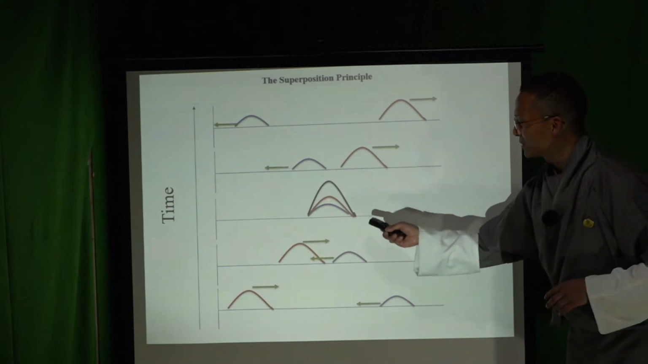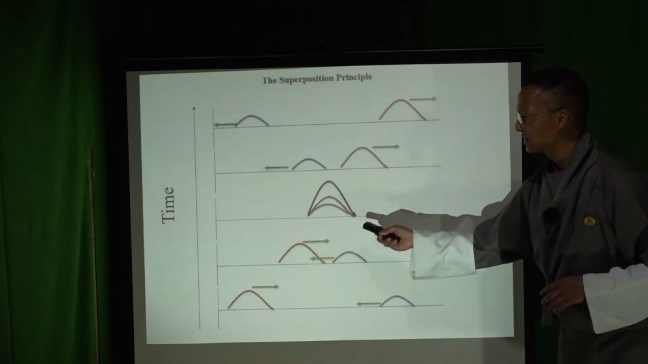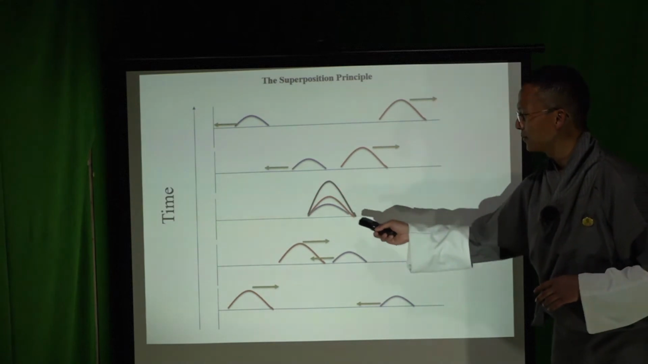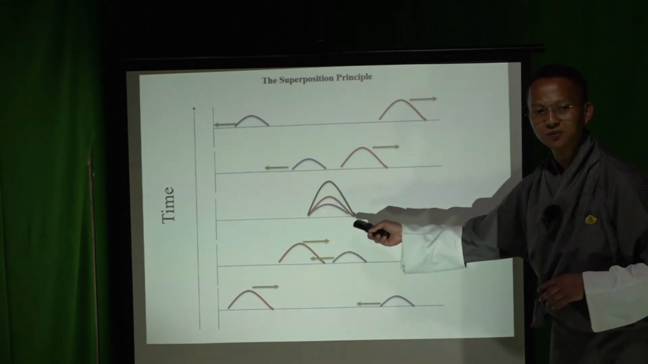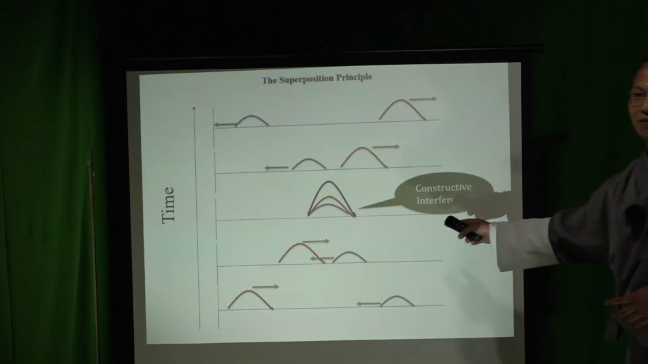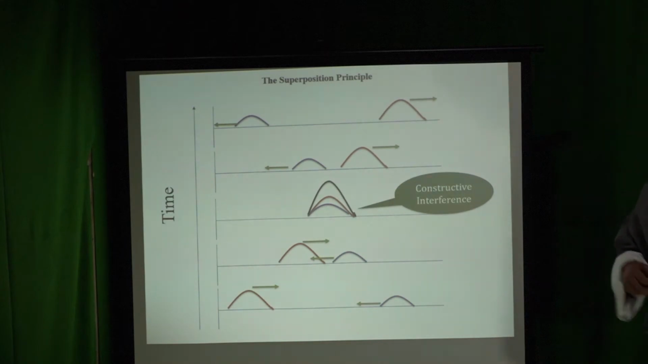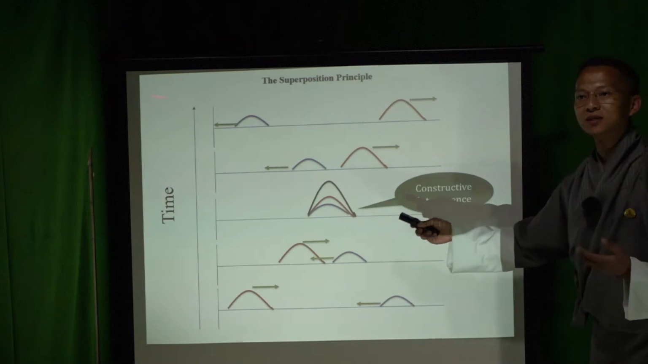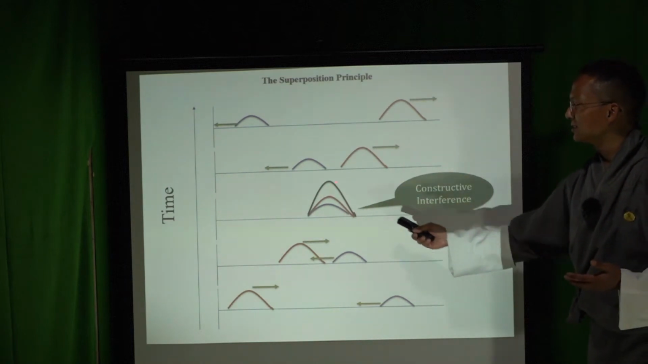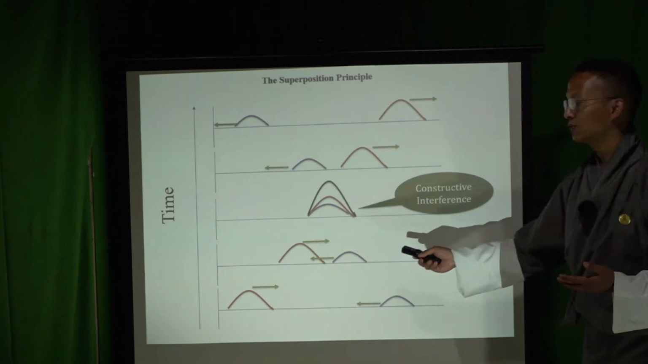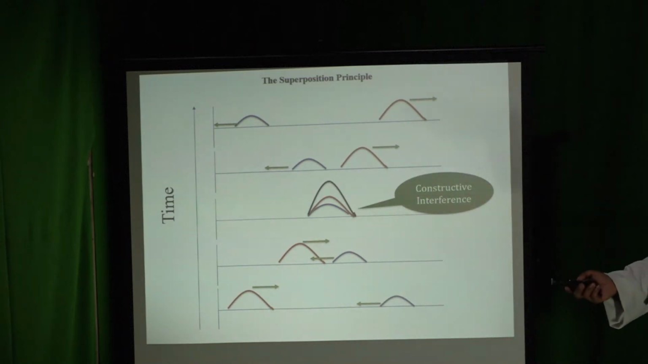Since these two waves are overlapping in phase to each other, the resulting wave has a bigger amplitude compared to the two original waves. So this kind of interference in wave is called constructive interference, meaning these two waves have constructed positively, and you can see the result is larger than the original wave amplitude. So we call it constructive interference.